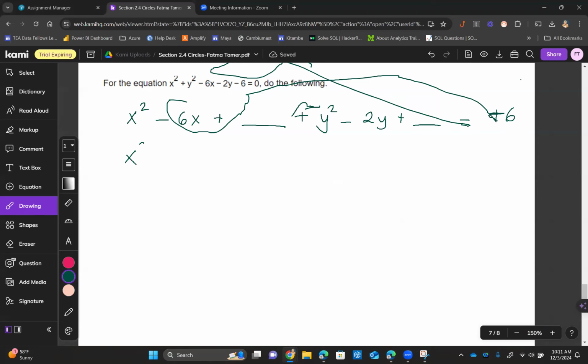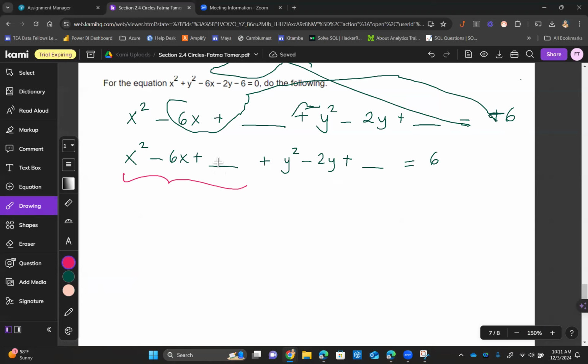So I have x squared minus 6x plus a space, y squared minus 2y plus a space, and then we send the negative 6 to the other side as positive 6. We will have to complete them to a perfect square trinomial to be able to factor this.